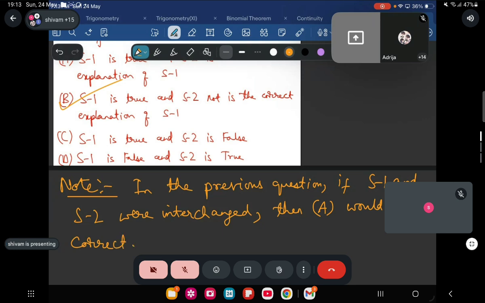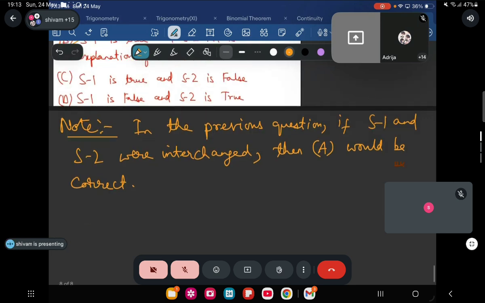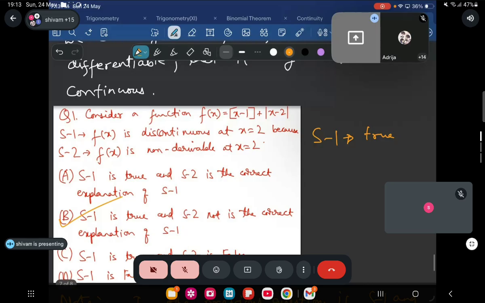Those who are online, are you people getting? Because you interchange the option, statement 2 is f of x is discontinuous at x equal to 2. So f of x will become non-derivable because f of x is not continuous at x equal to 2, because discontinuity implies non-differentiability.